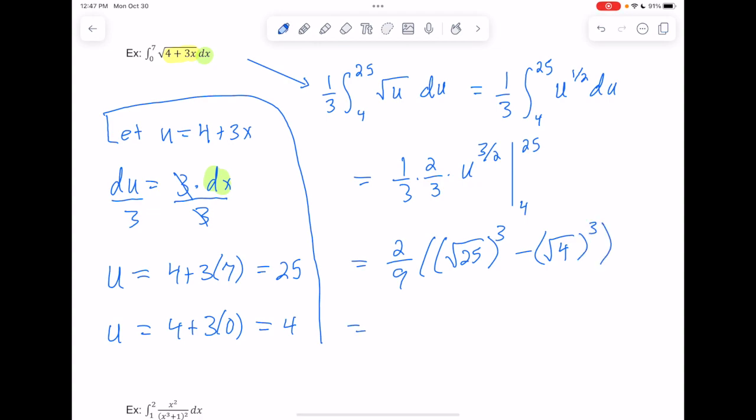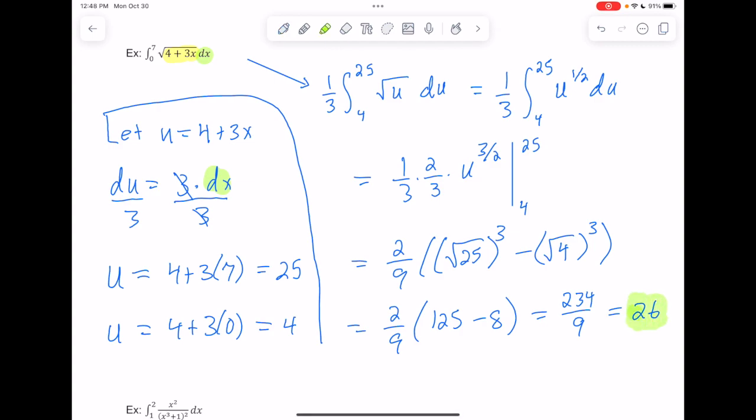So where does that take us? 2/9 times 5 to the third, which is 125, minus the square root of 4 is 2. 2 to the third is an 8. So we have 2/9 times 125 minus 8, which, if you do the math on that, turns out to be 234 over 9. And 9 goes into 234 26 times. So we end up with a nice clean answer of 26.